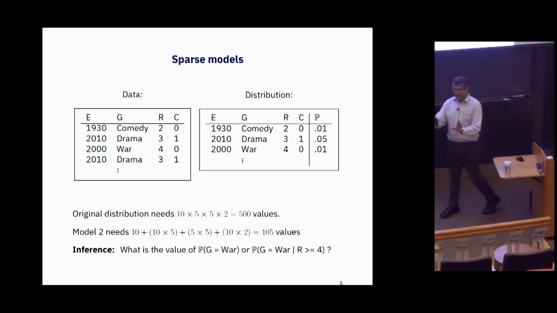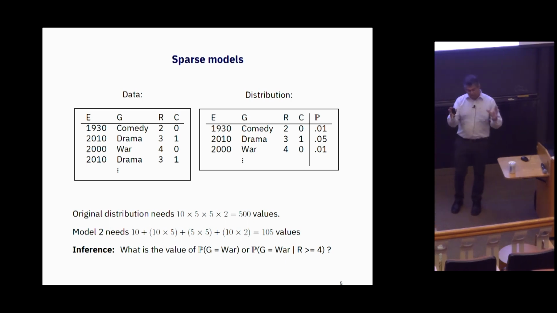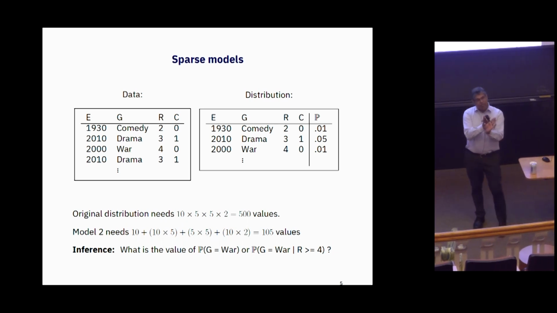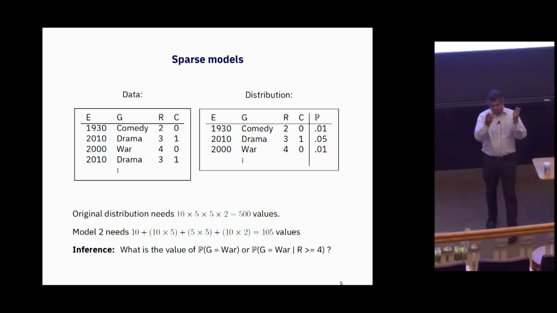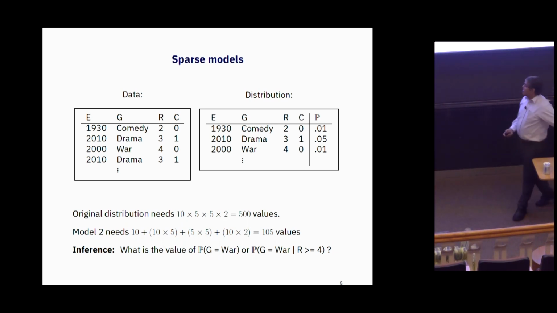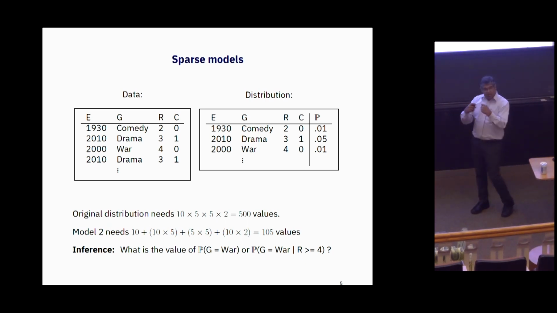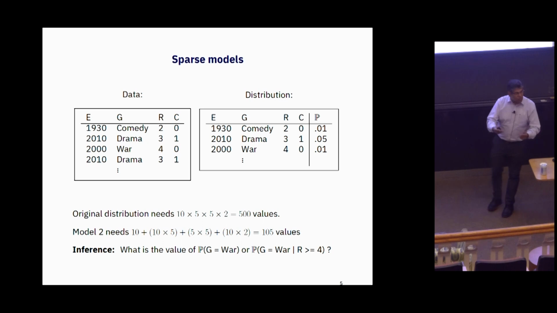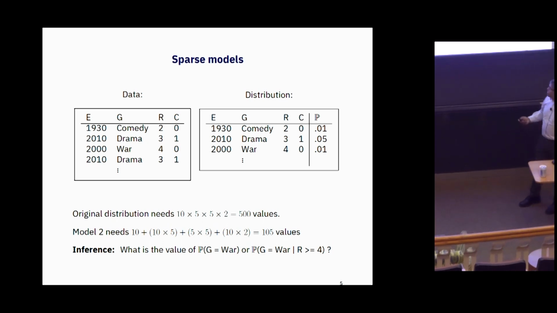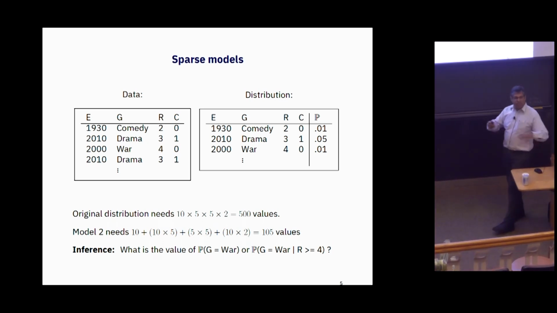And as the graphs grow, there's an exponential gap between the number of values you need, especially if you have a Bayesian model with bounded in-degree, so every node has, let's say, at most 2 or 3 parents. Then you need at most 2 to the in-degree times the number of nodes values to encode the distribution, versus 2 to the n, even if you had a binary distribution.